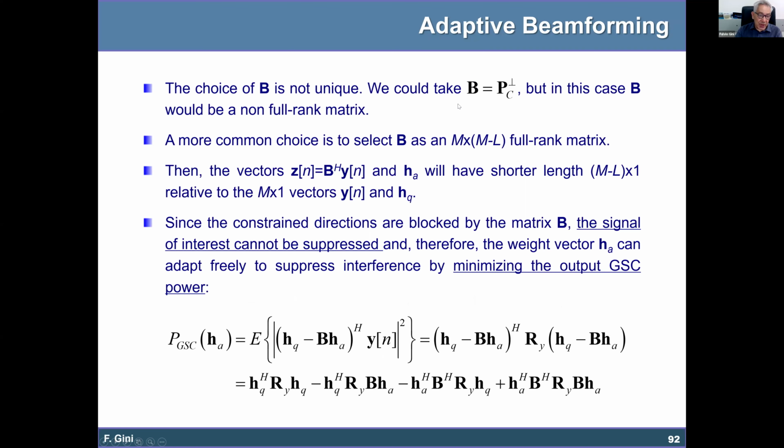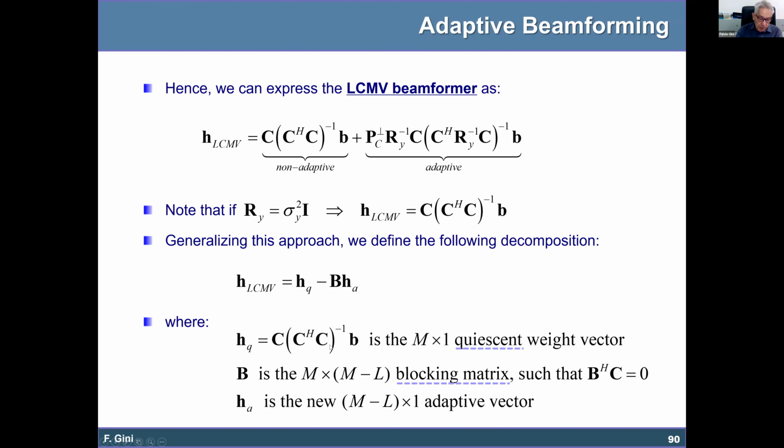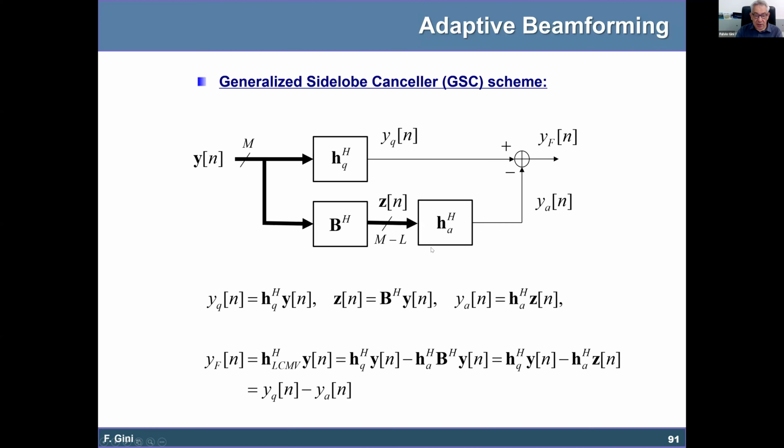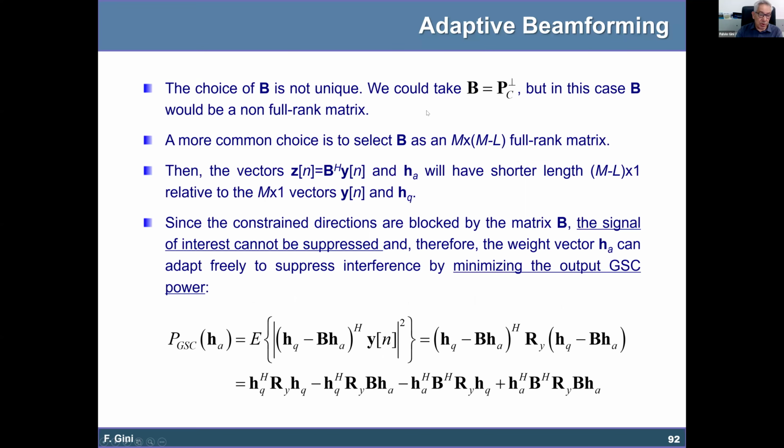How should we design this blocking matrix B? The only constraint is that B Hermitian C should be 0. So for example, we could choose B equal to PC orthogonal. If you choose B equal to PC orthogonal, B is equal to this. But this is not the only possible choice.